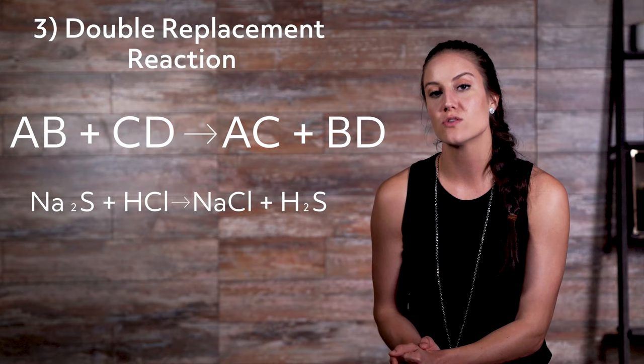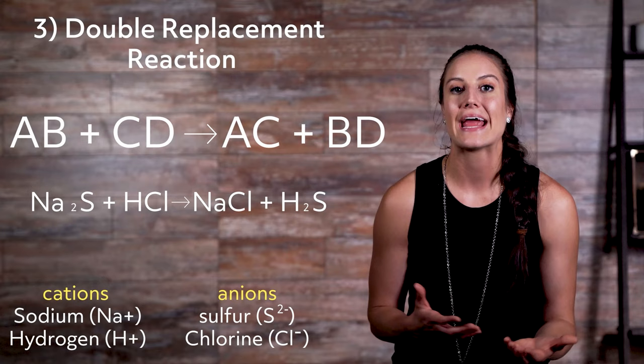Sodium and hydrogen are cations, and sulfur and chlorine are anions. The cations and anions switch places during the reaction to form new compounds.